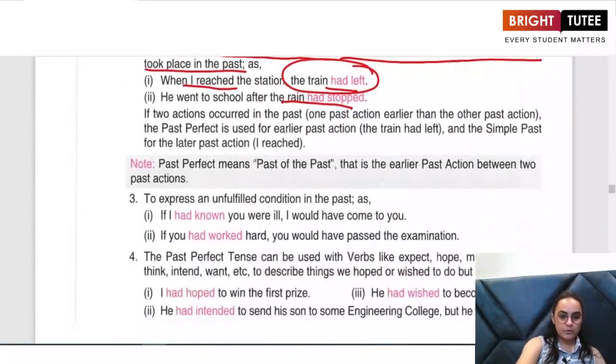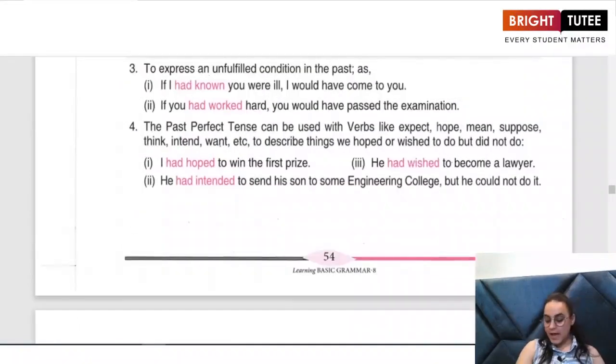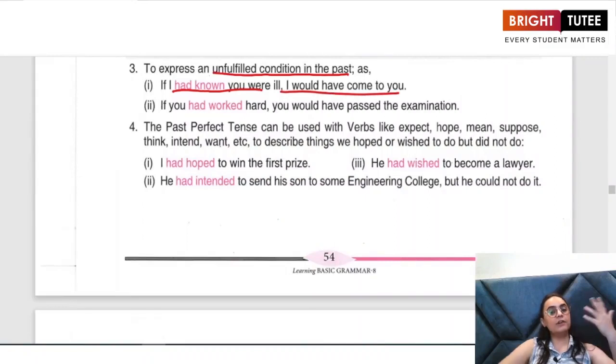Now the next use is to express an unfulfilled condition in the past. That means something imaginary, when you imagine something or when you hope for something to come true. For example, if I had known you were ill, I would have come to you. So this is an unfulfilled condition. If I had known that you were ill, then I would have come to you.